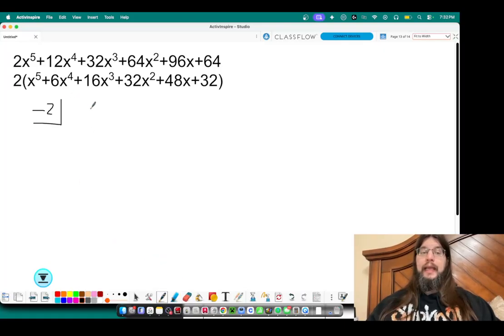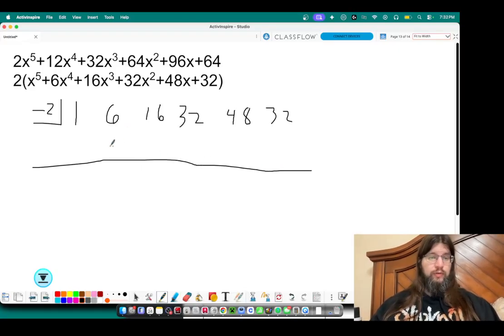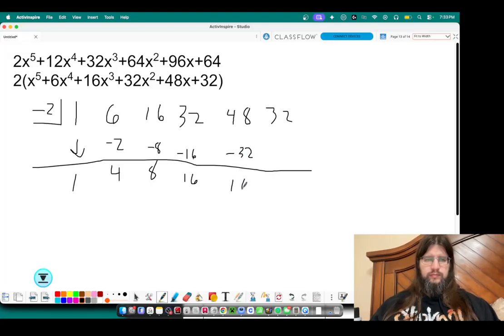So let's go with negative 2. 1, 6, 16, 32, 48, 32. Now, because it's a negative 2, this is going to be like negative 2 to the fourth power or something. Or negative 2 to the third power, maybe. Or not negative 2 to the third power. X plus 2 to the third power. We'll see, we'll see. Just do the synthetic division here. And yay, we get a 0.